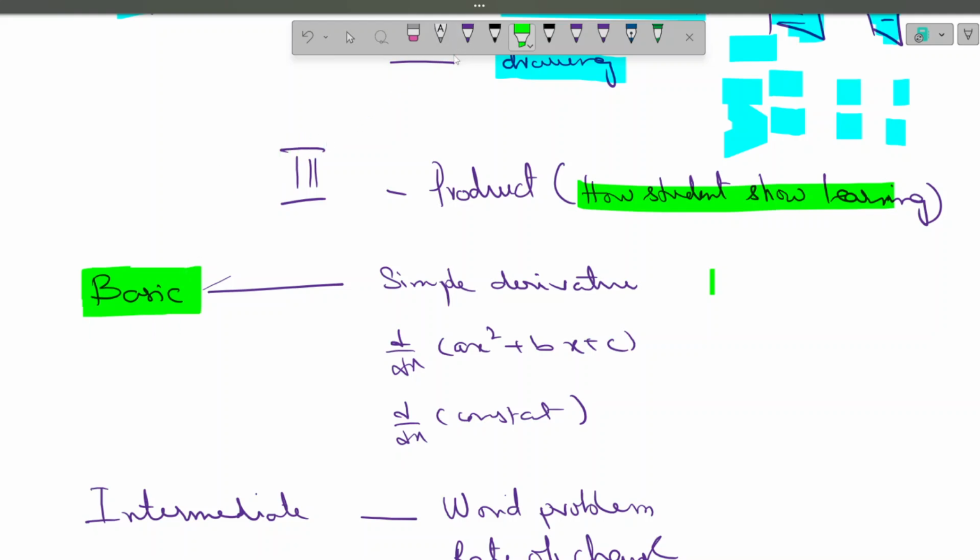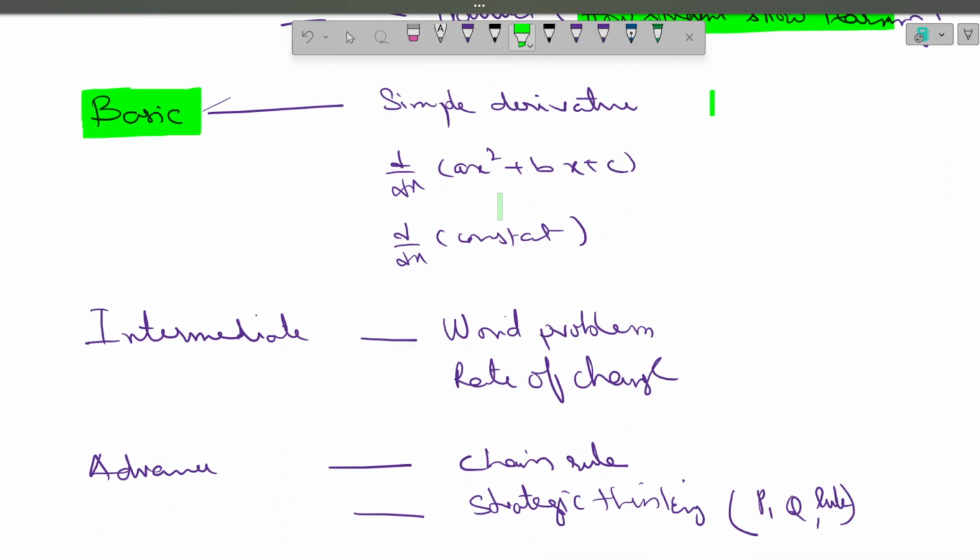For them, they are doing simple derivative problems. D by dx of ax square plus bx, what is the derivative of a constant, that you have to explain to them.